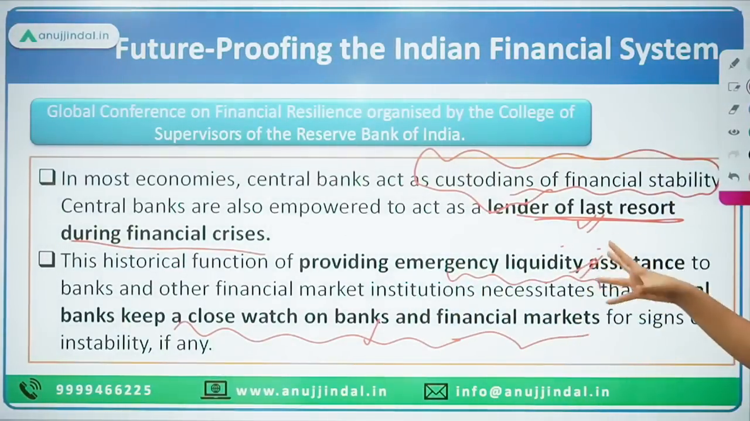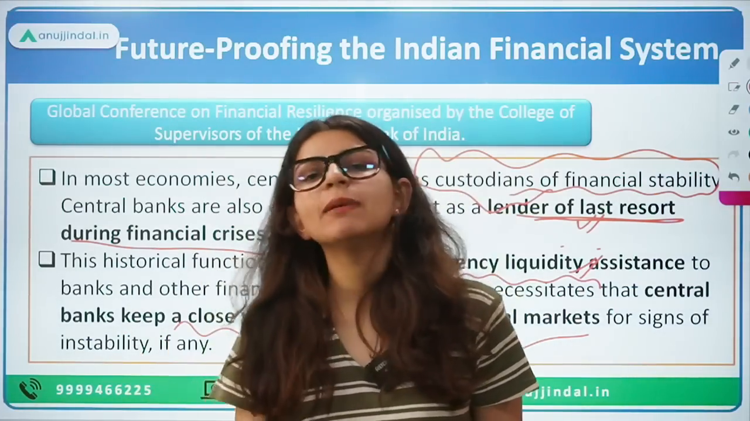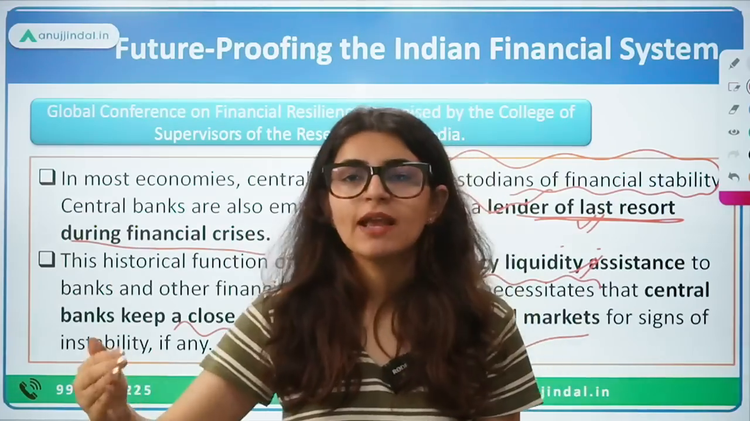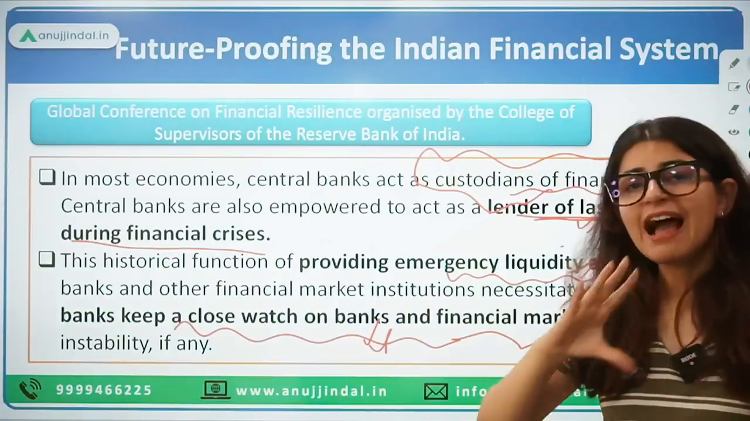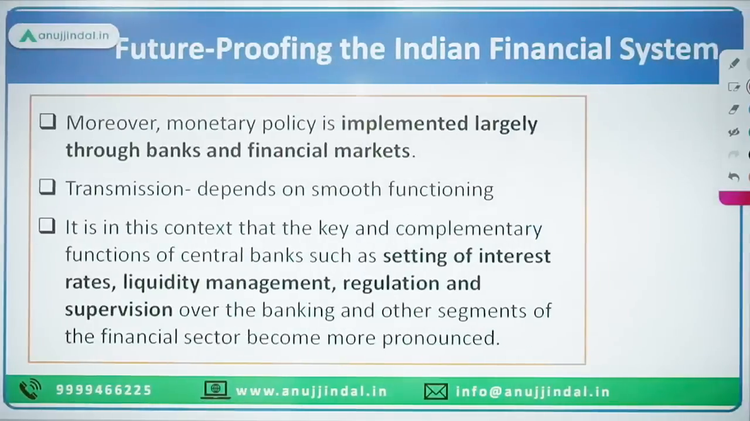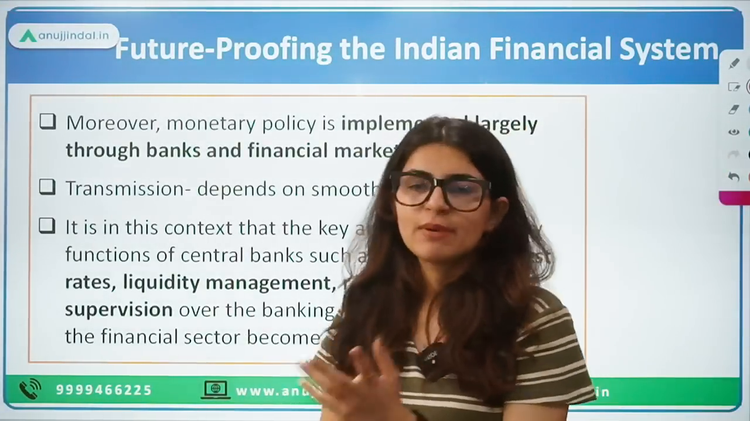Kyunki tabhi unko liquidity assistance ki zarurat pad rahi hai. And even after that, agar uske baad bhi, if they are unable to function properly, then aage ke jo steps hai, wo RBI leta hai. But un steps se pehle, they have to maintain a close watch on various banks. Okay. उसके बाद yes, the governor talked about the next important step is monetary policy.